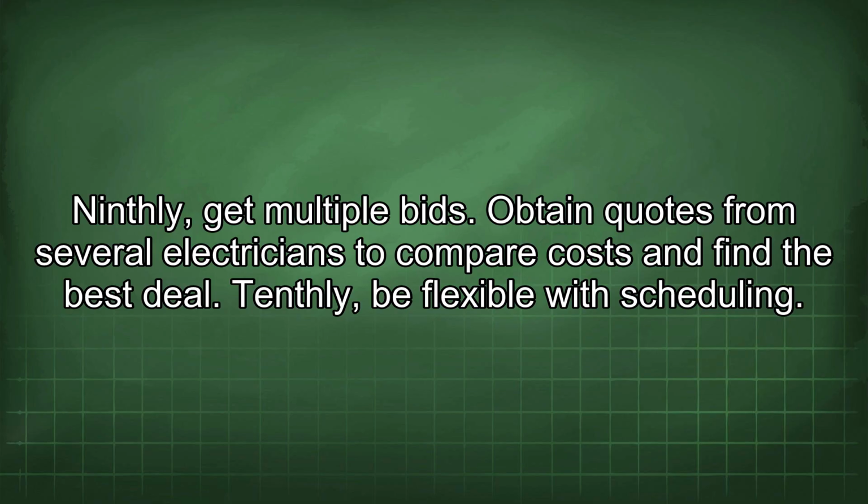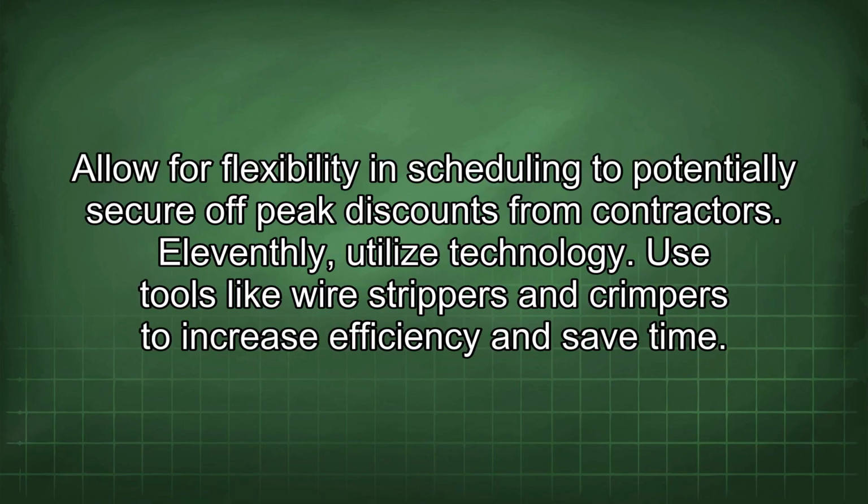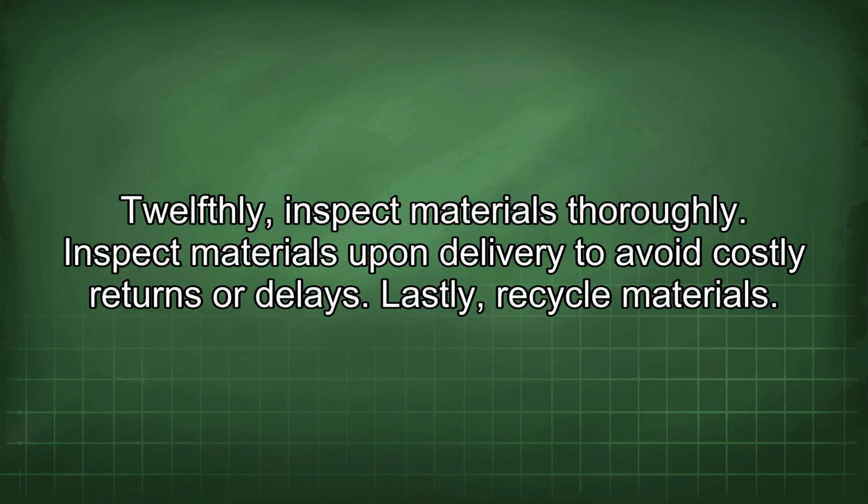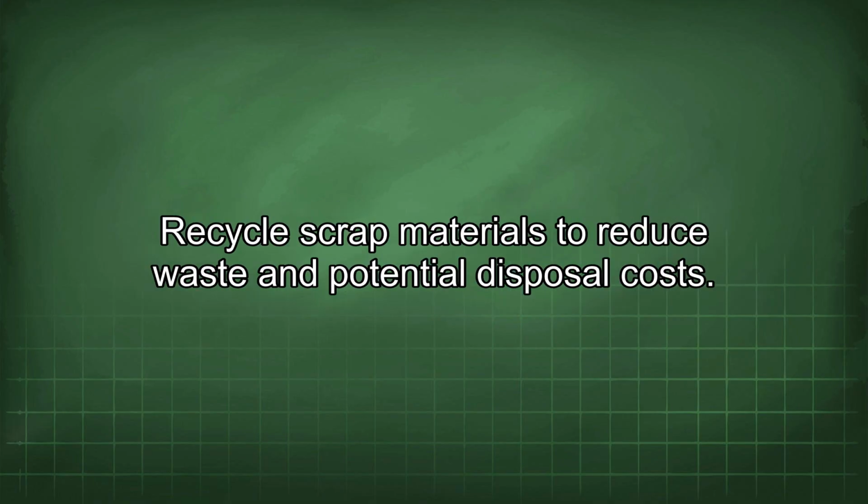Ninthly, get multiple bids. Obtain quotes from several electricians to compare costs and find the best deal. Tenthly, be flexible with scheduling. Allow for flexibility in scheduling to potentially secure off-peak discounts from contractors. 11thly, utilize technology. Use tools like wire strippers and crimpers to increase efficiency and save time. 12thly, inspect materials thoroughly. Inspect materials upon delivery to avoid costly returns or delays. Lastly, recycle materials. Recycle scrap materials to reduce waste and potential disposal costs.